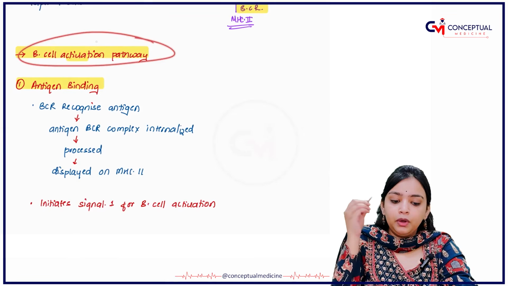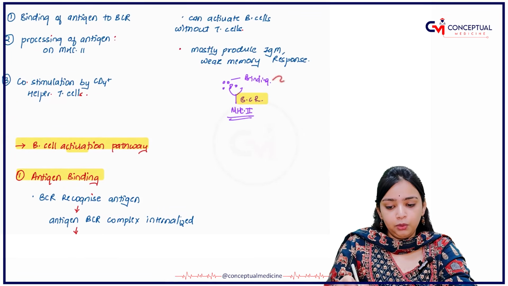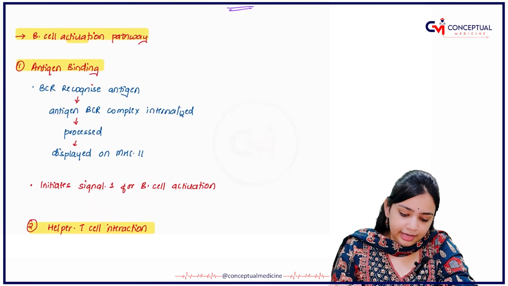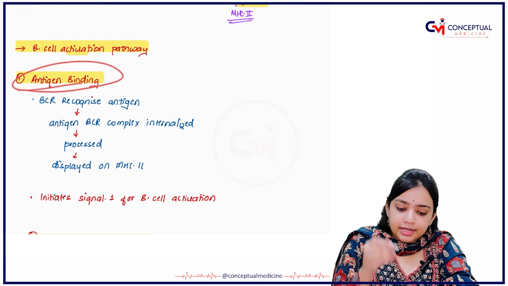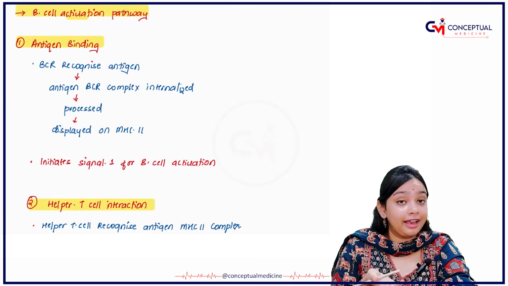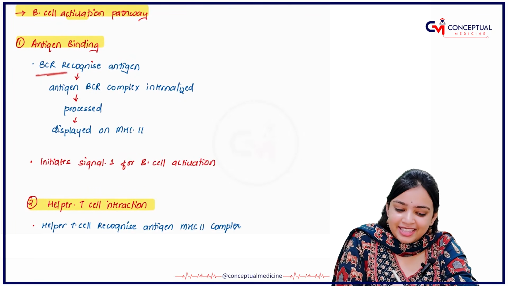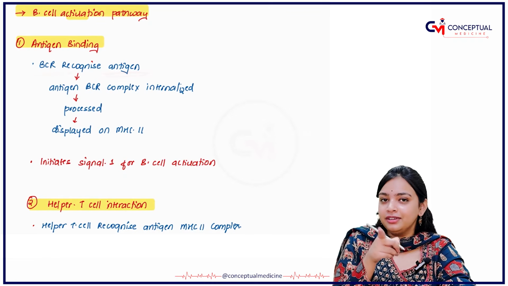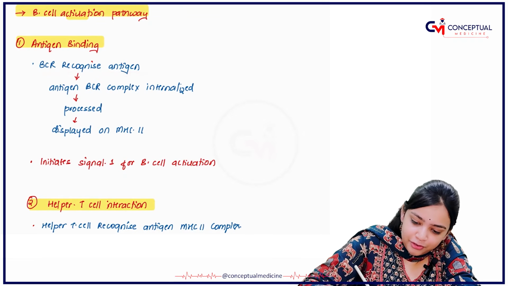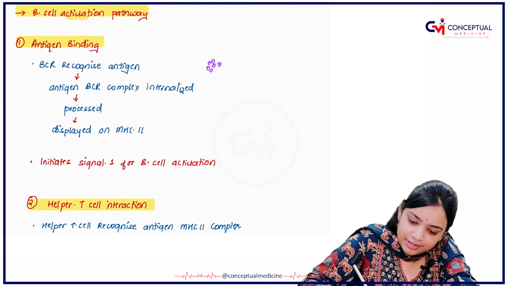Now, let's see about the B cell activation pathway, although I have told you with the help of this cute little diagram, but still. First, there is antigen binding. Again, the story of recognition. The BCR recognizes the antigen. See, if I draw, this is something called an antigen.